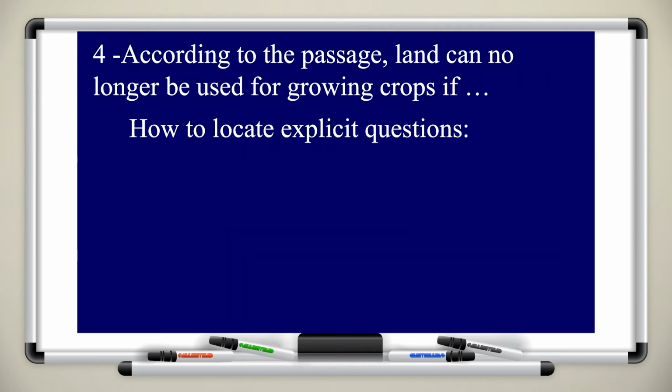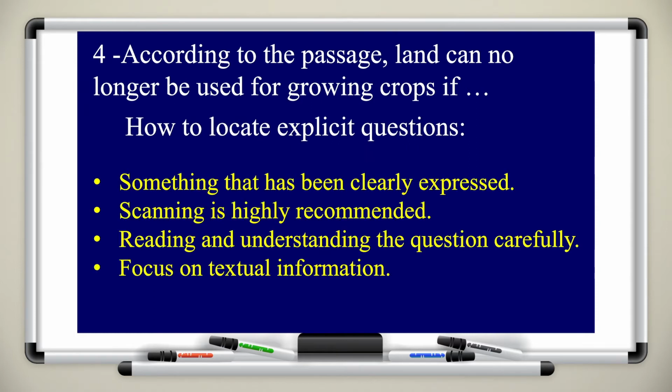Question 4. According to the passage, land can no longer be used for growing crops if... How to locate explicit questions? It is something that has been clearly expressed. Scanning is highly recommended. Read and understand the question carefully and focus on textual information.